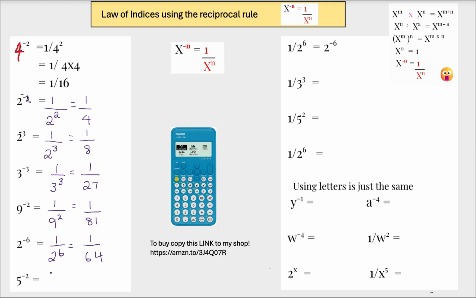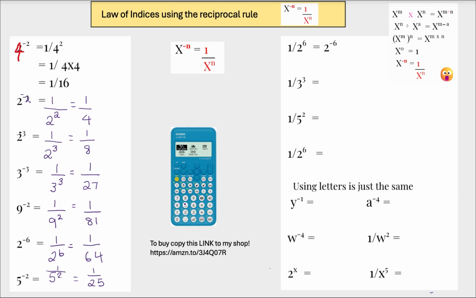And then finally, let's do 5 to the power of negative 2. 5 times 5 is 25. So that's 1 over 25. There you go. Lots of examples there. Loads and loads.